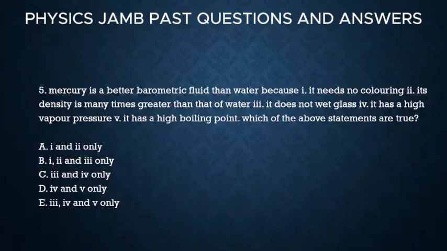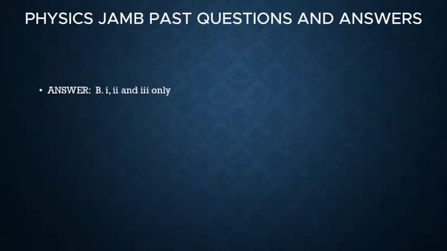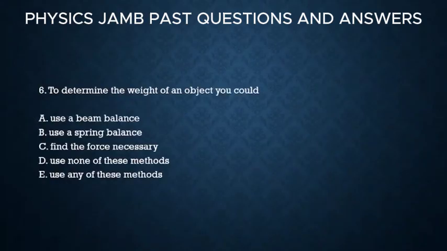A, one and two. B, one, two, three only. C, three and four only. D, four and five only. E, three, four, and five only. So the answer is B, which is one, two, and three only.